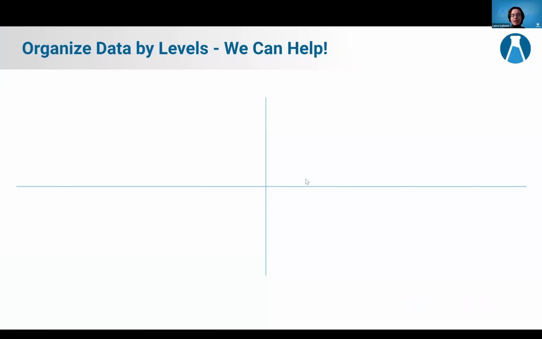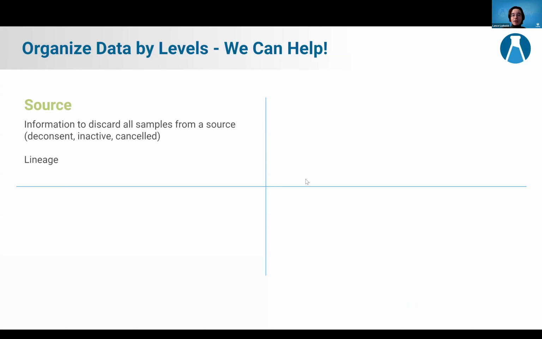So how do you organize your data in Sample Manager? This can be done on a bunch of different levels. At our top level is our source, and a source is really an indication of where a sample comes from. It could be from a specific study, a specific patient, or maybe a specific species of bacteria or an animal. On this level, we want a data field to indicate whether the samples from the source can be discarded. Maybe a patient has deconsented or a study was canceled, and this would just say, hey, all of these samples can now be disposed of.